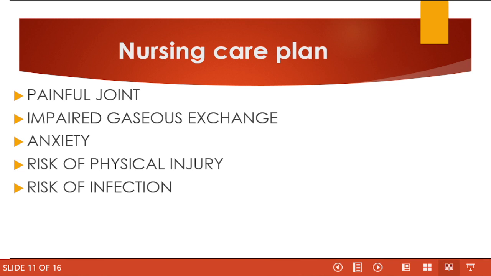Our goal: the patient's gaseous exchange will be normalized within 20 minutes of nursing intervention. Our interventions. Intervention number 1, I will assess pulse oximetry to ascertain the level of hypoxia. Secondly, I will position the patient in semi-Fowler's or propped up position to promote lung expansion. Thirdly, I will administer humidified oxygen by mask or by nasal catheter, 4 to 6 liters to promote tissue perfusion.